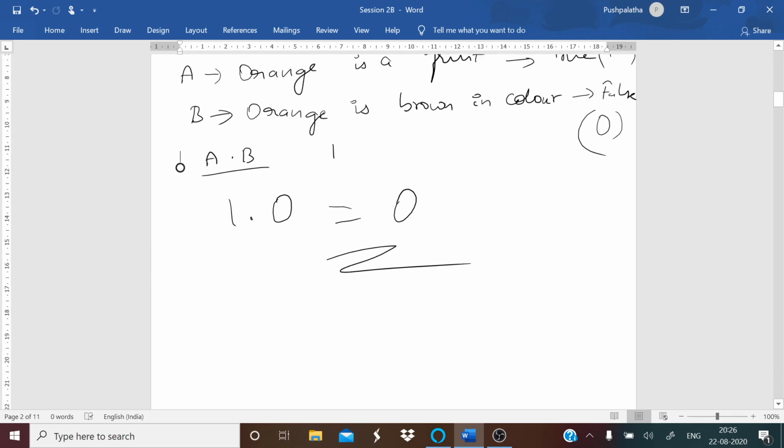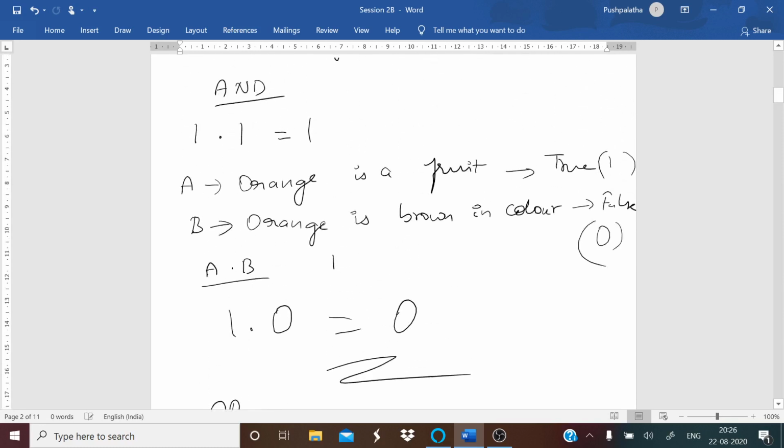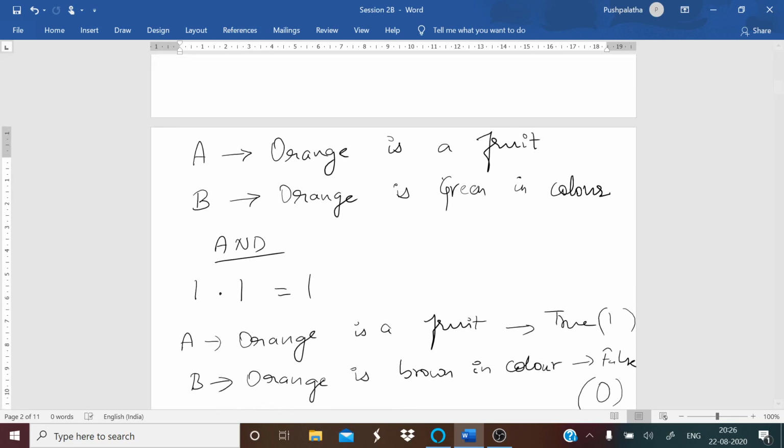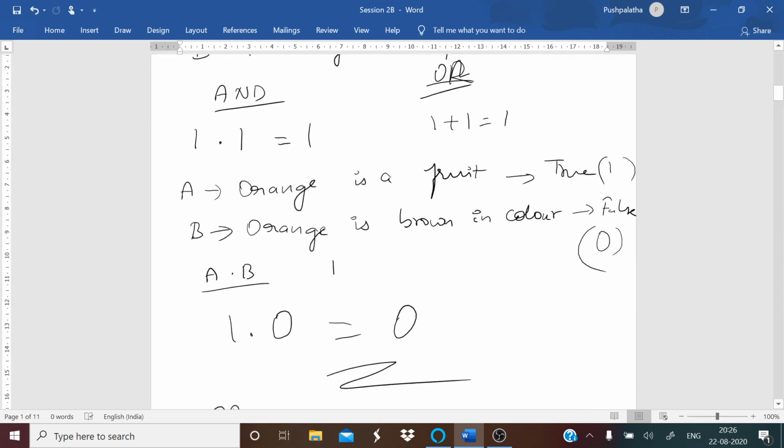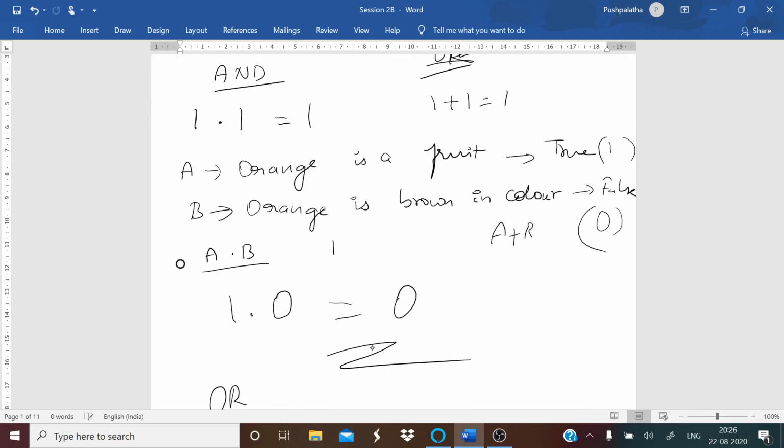In the same way, if you are going for the OR operation, we have the two statements, right? This is fruit, true, this is also true. 1 plus 1 is 1. Yes, true. And if you go for this statement, A plus B, orange is a fruit, 1. Orange is brown in color, 0. 1 plus 0 is again 1. True.